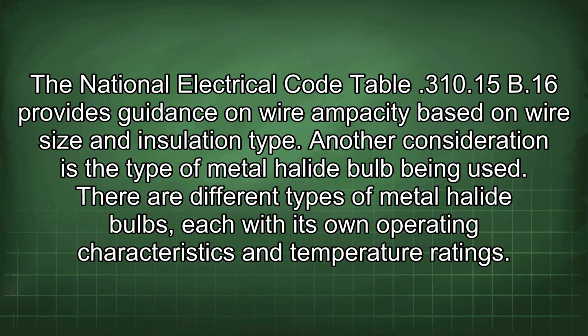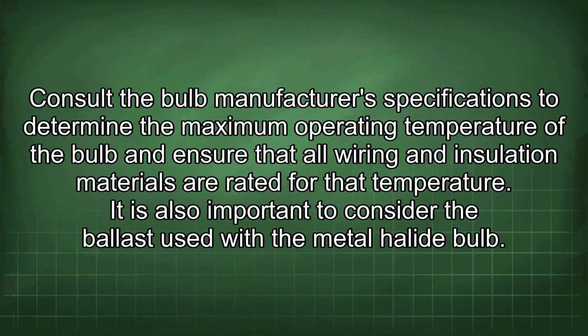Another consideration is the type of metal halide bulb being used. There are different types of metal halide bulbs, each with its own operating characteristics and temperature ratings. Consult the bulb manufacturer's specifications to determine the maximum operating temperature of the bulb and ensure that all wiring and insulation materials are rated for that temperature.